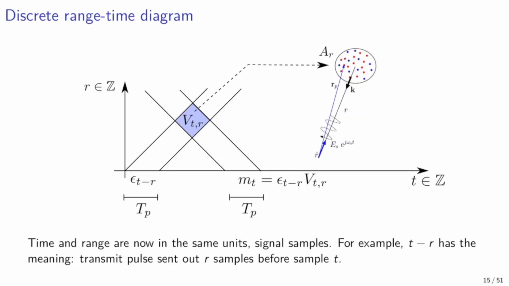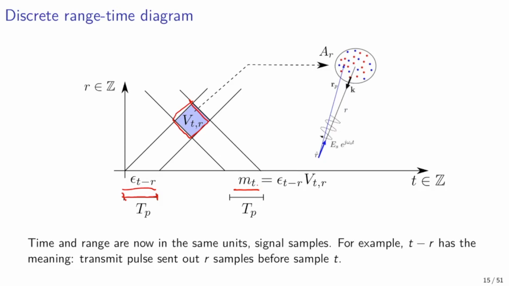Here is a discretized range time diagram. In this diagram, epsilon of t is a discrete time signal that denotes the waveform that the radar sends out. This is a complex baseband signal. The length of a sample of this signal is denoted with t sub p. The box where V sub t, r is denotes the region of range time where the scattering signal originates from. Both r and t are integers. The signal m sub t denotes the received signal at time t. The received signal is also a complex baseband signal.